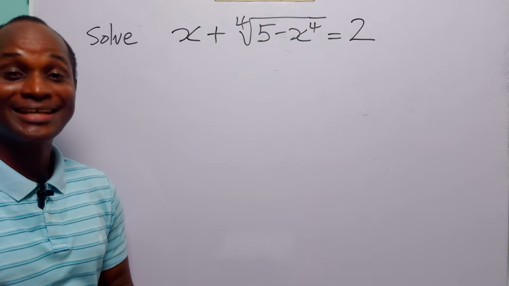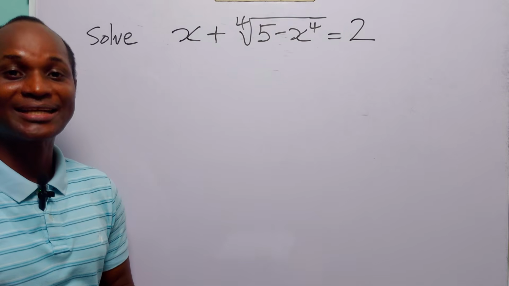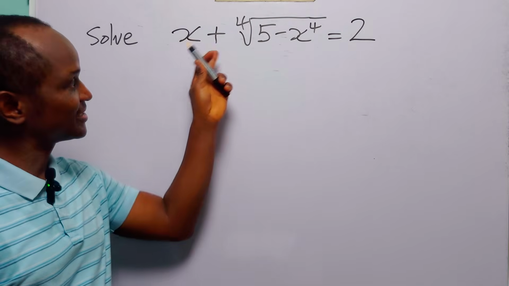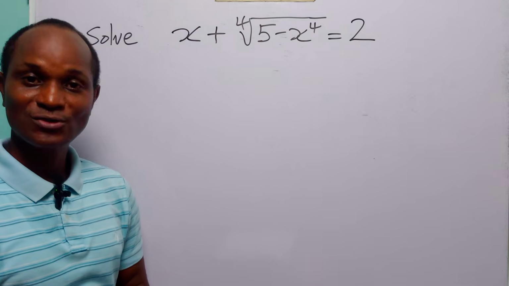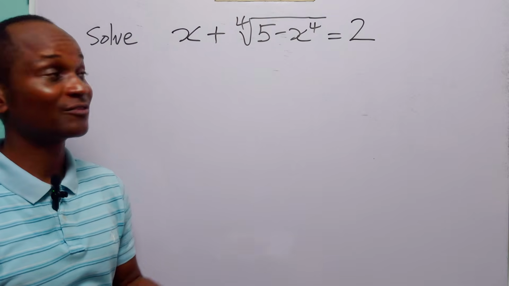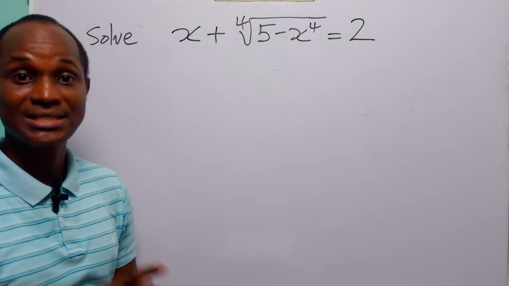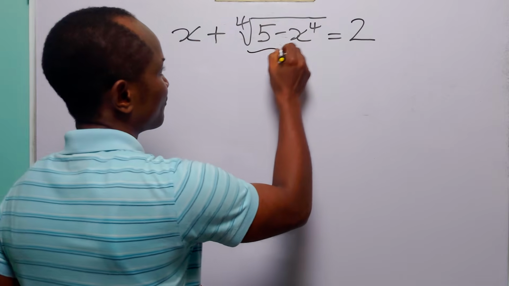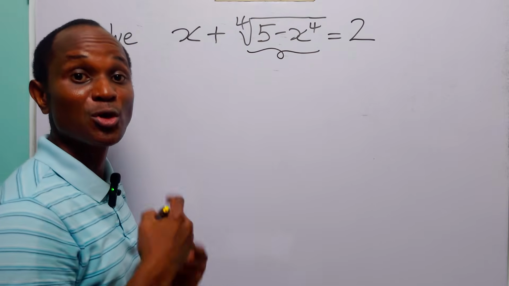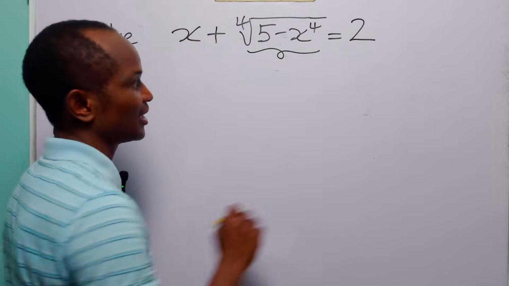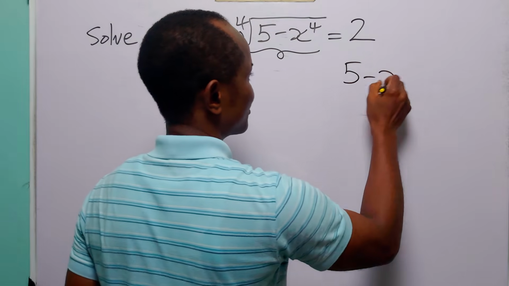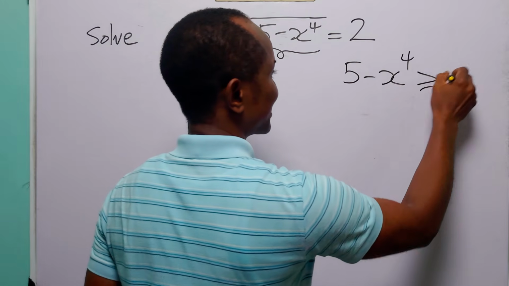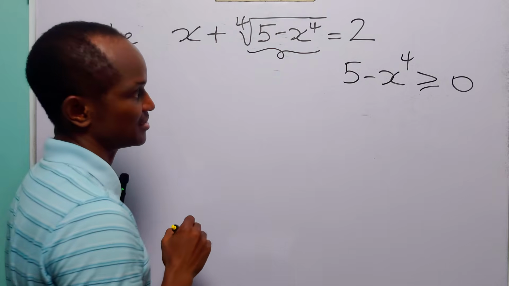Hello and welcome. In this math tutorial, our task is to find the real values of x that satisfy this equation. Now, to solve this problem, let us remember that for this equation to have real roots, then 5 minus x to the power 4 must not be negative. So we have that 5 minus x to the power 4 must be greater than or equal to 0.